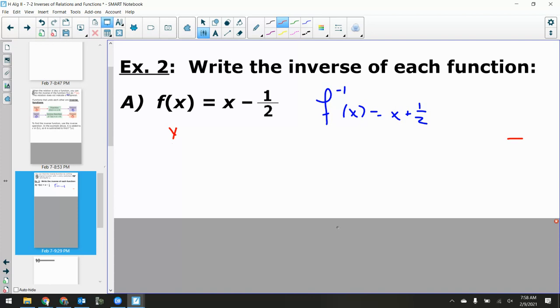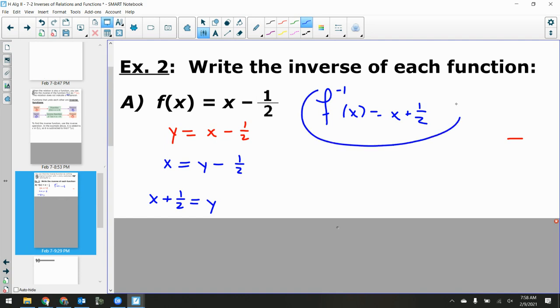F of x looked like this. Y is equal to x minus 1/2, right? F of x is the same thing as y. To find the inverse, I swap x and y. And then I just resolve for y. Add the 1/2 over to the other side. That's the inverse. And isn't it what we guessed was going to happen?